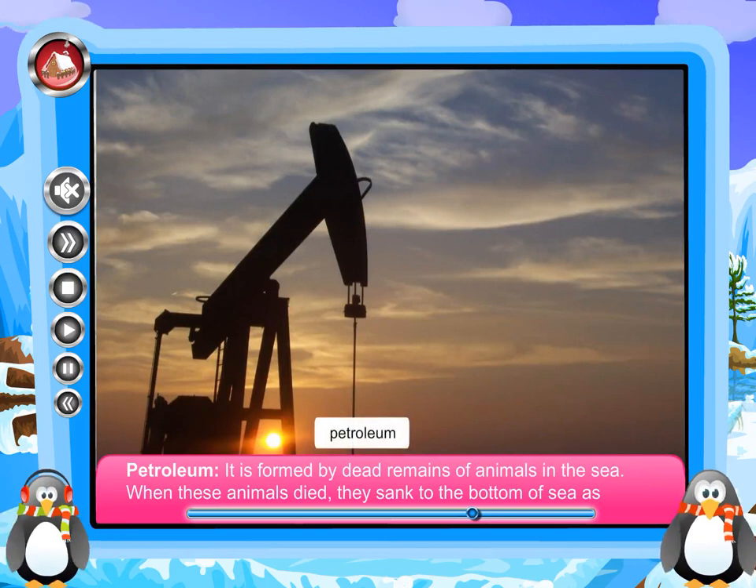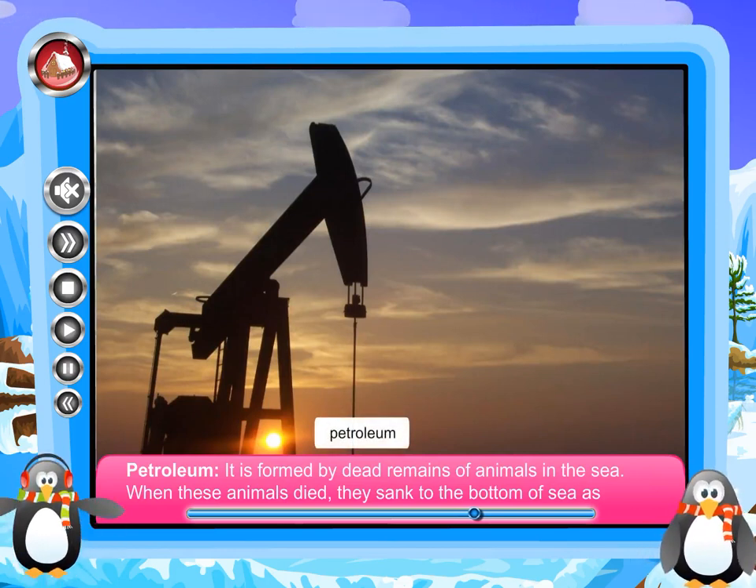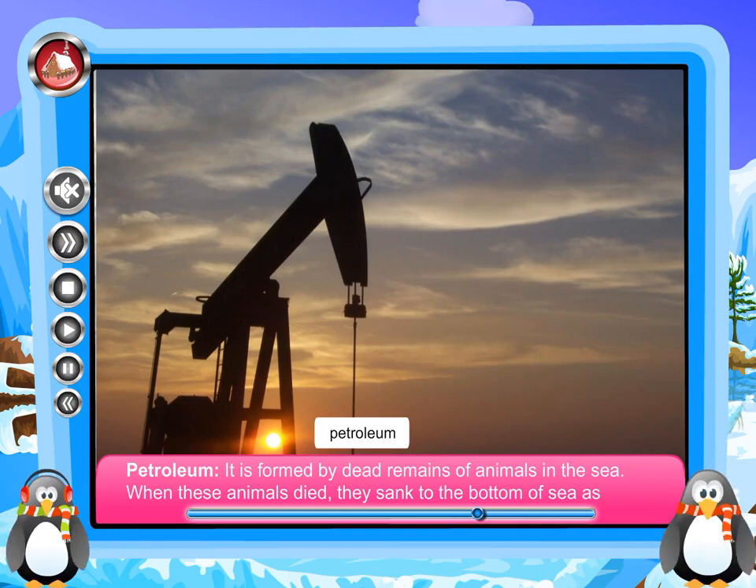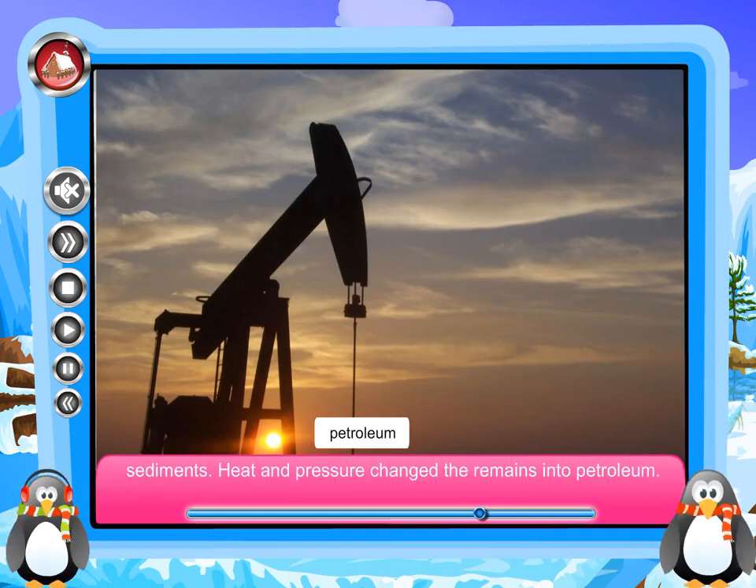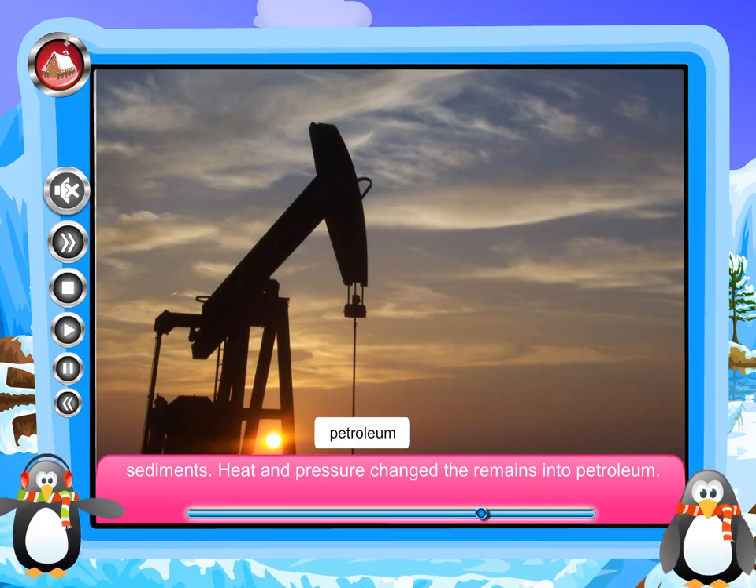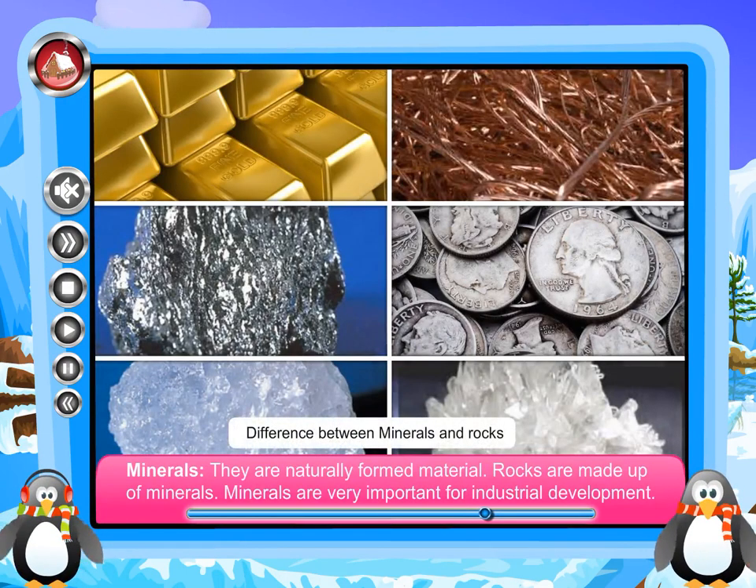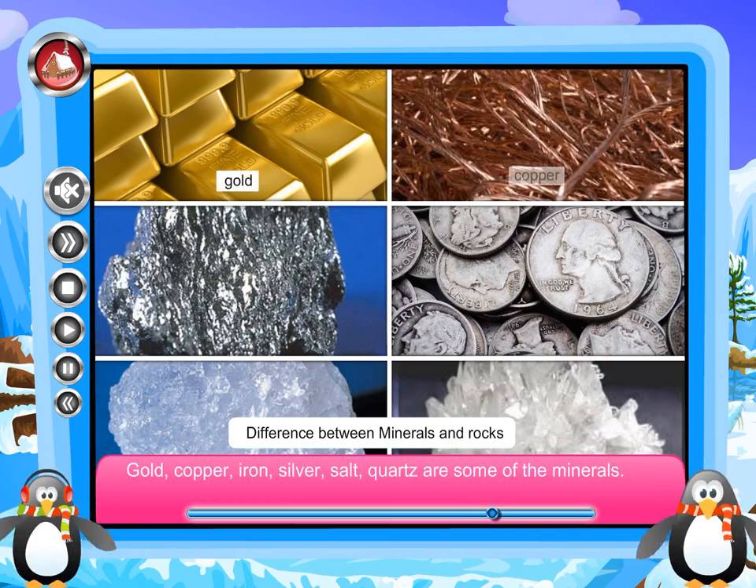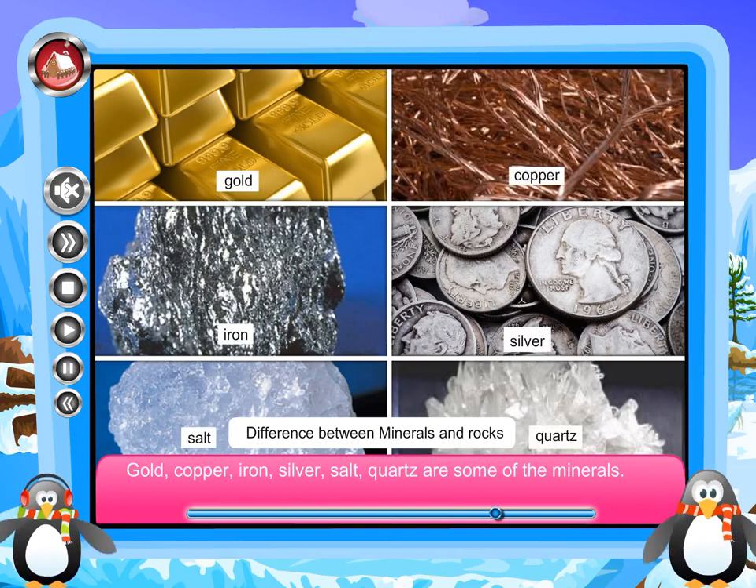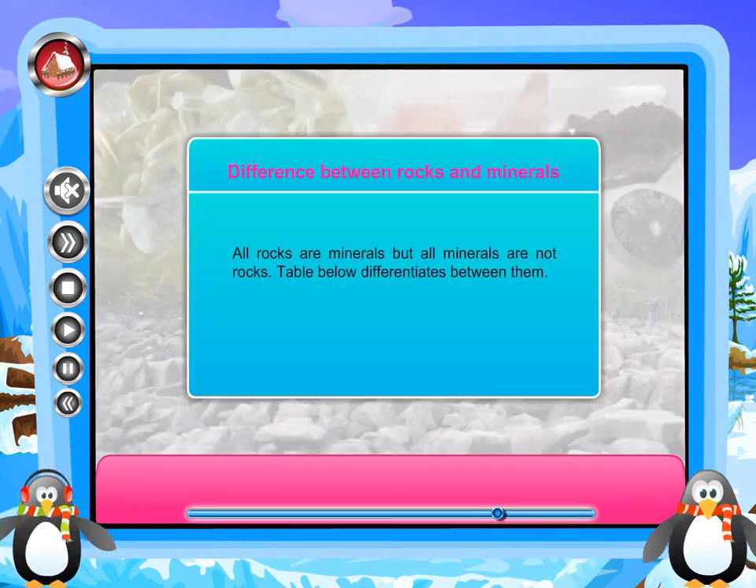Petroleum. It is formed by dead remains of animals in the sea. When these animals died, they sank to the bottom of the sea as sediments. Heat and pressure changed the remains into petroleum. Minerals. They are naturally formed material. Rocks are made up of minerals. Minerals are very important for industrial development. Gold, copper, iron, silver, salt, quartz are some of the minerals.